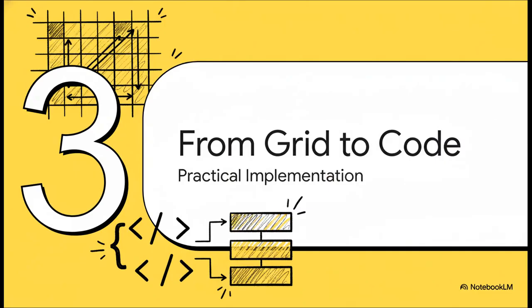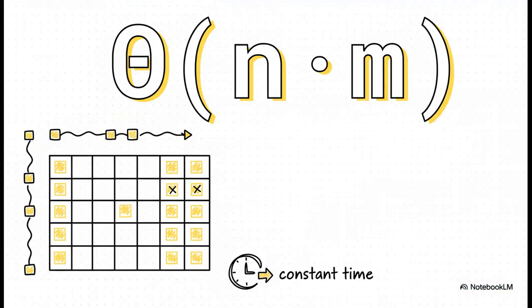Okay, that grid is a fantastic way to wrap your head around it. Now let's talk about what it looks like to turn this logic into actual code and how it performs. The time complexity is what we call theta of n times m, where n and m are just the lengths of our two strings.